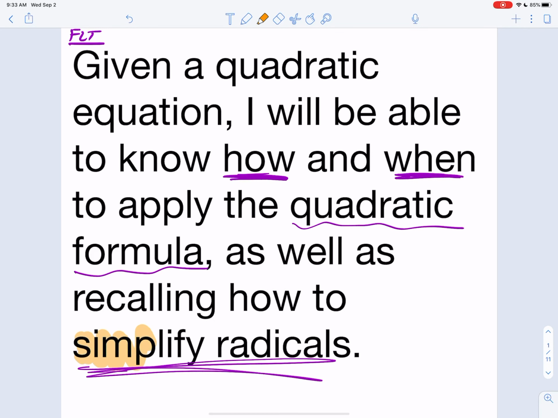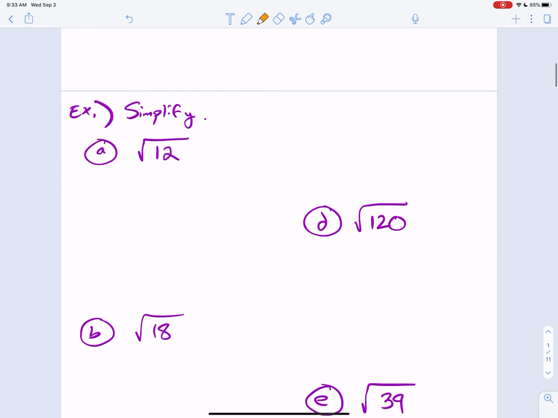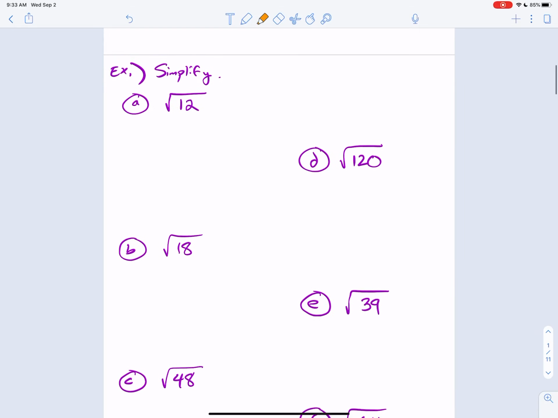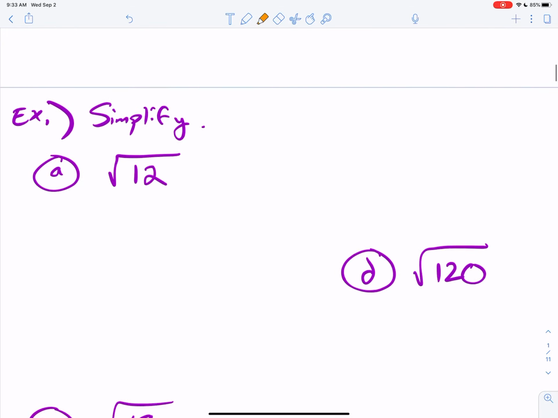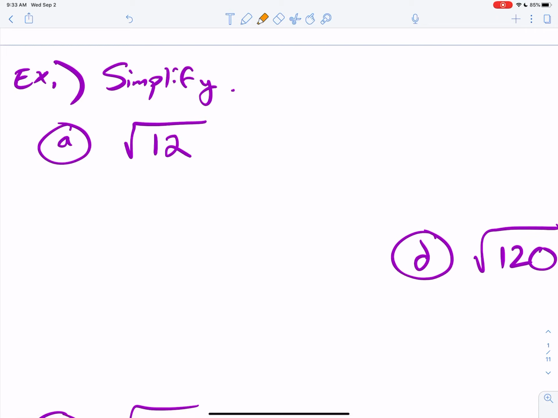So we're going to take care of simplifying radicals real quick. So here we go. It's okay if you don't remember. It's been a while, and if this is the first time you're seeing this, who cares? You're going to learn it. So when you're simplifying square roots, or in this case we call them radicals, I prefer radicals, but it's just a preference. So here we have radical 12, or the square root of 12.